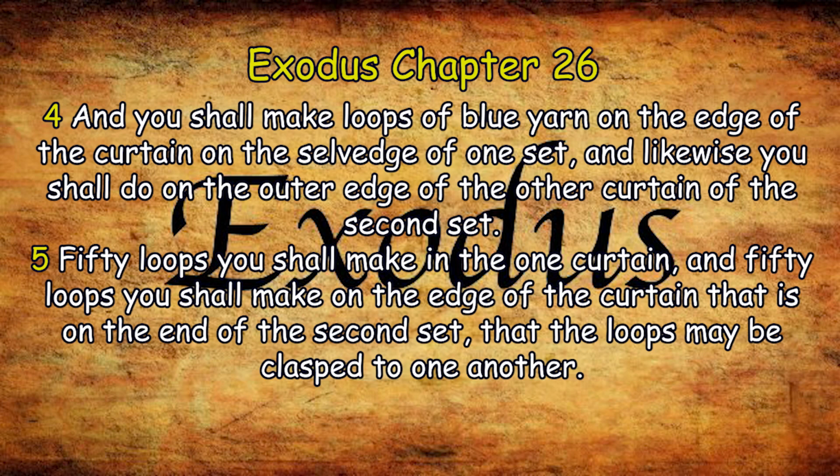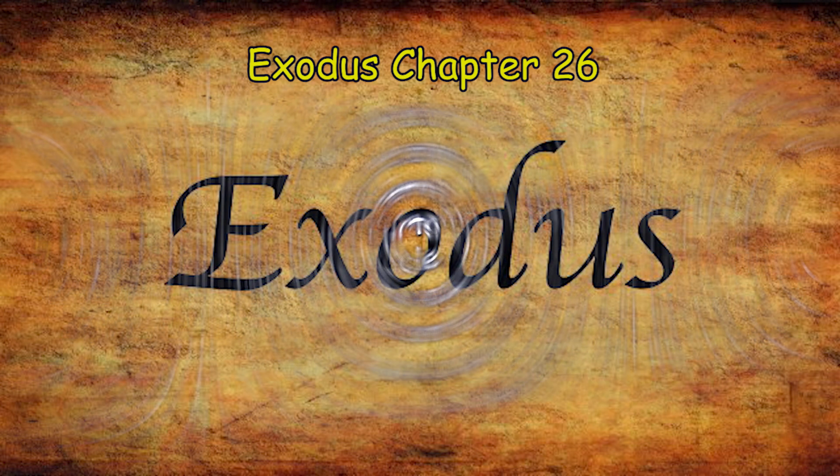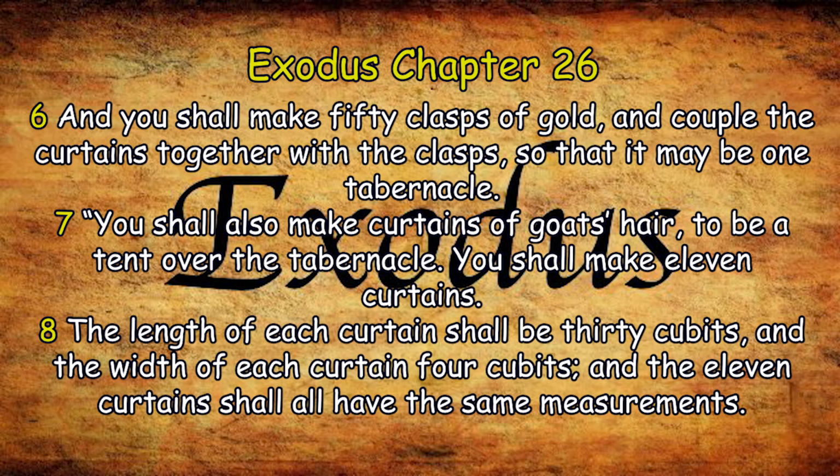And you shall make loops of blue yarn on the edge of the curtain on the selvedge of one set, and likewise you shall do on the outer edge of the other curtain of the second set. 50 loops you shall make in the one curtain, and 50 loops you shall make on the edge of the curtain that is on the end of the second set, that the loops may be clasped to one another. And you shall make 50 clasps of gold, and couple the curtains together with the clasps, so that it may be one tabernacle. You shall also make curtains of goat's hair, to be a tent over the tabernacle.